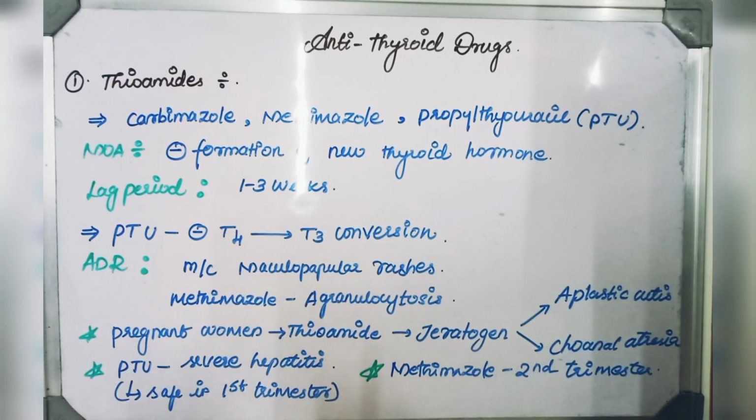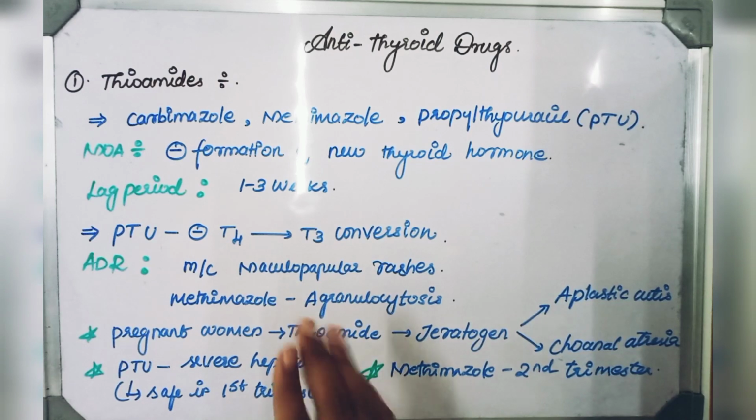It does not tend to cross the placenta to reach the fetus, and it can cause a severe hepatitis. And also methimazole. Methimazole is a drug which can be safe in the second trimester. This is all about thioamides.